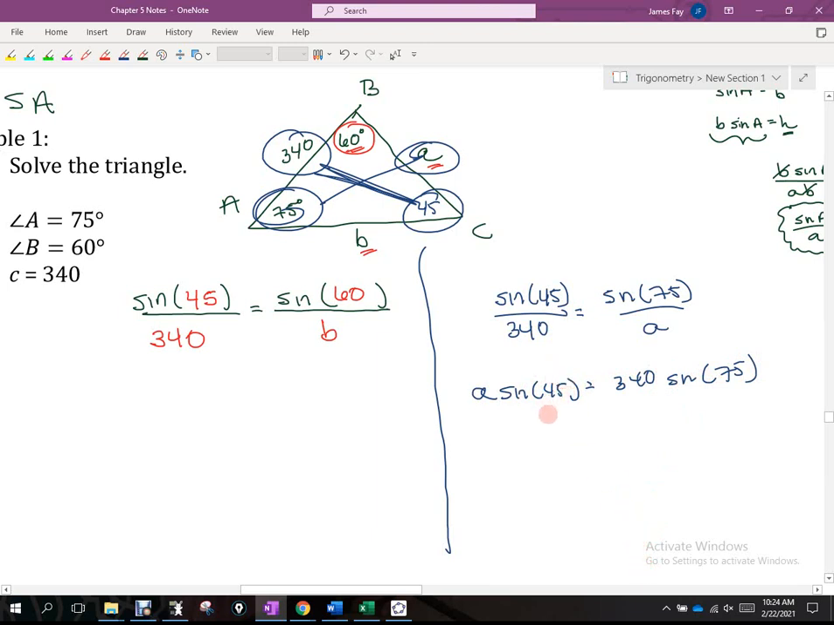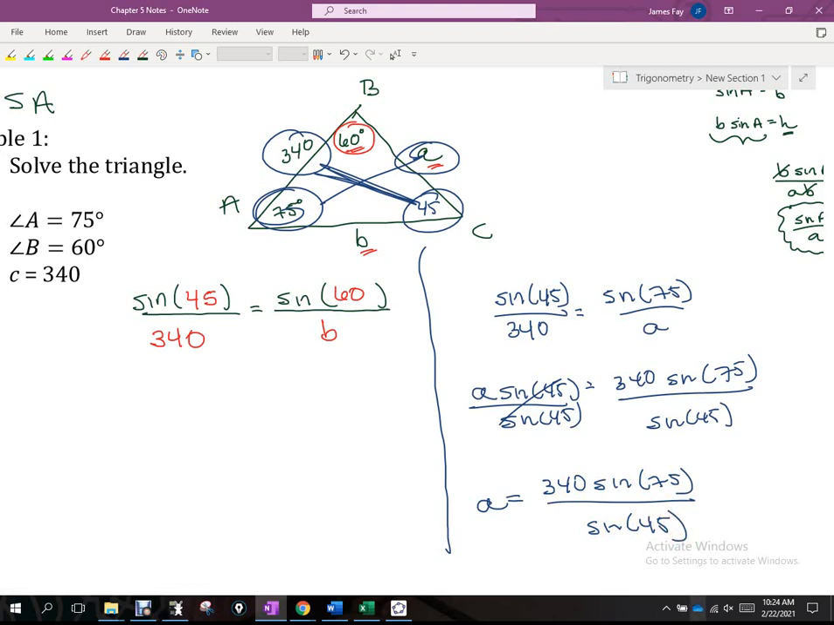Now sine of 45 is just a coefficient. If we type it into our calculator, it gives like 0.707. So what would you divide both sides by here to get A isolated? Sine of 45. You're going to cancel, come over here, sine of 45. So A is equal to 340 times sine of 75 divided by sine of 45.